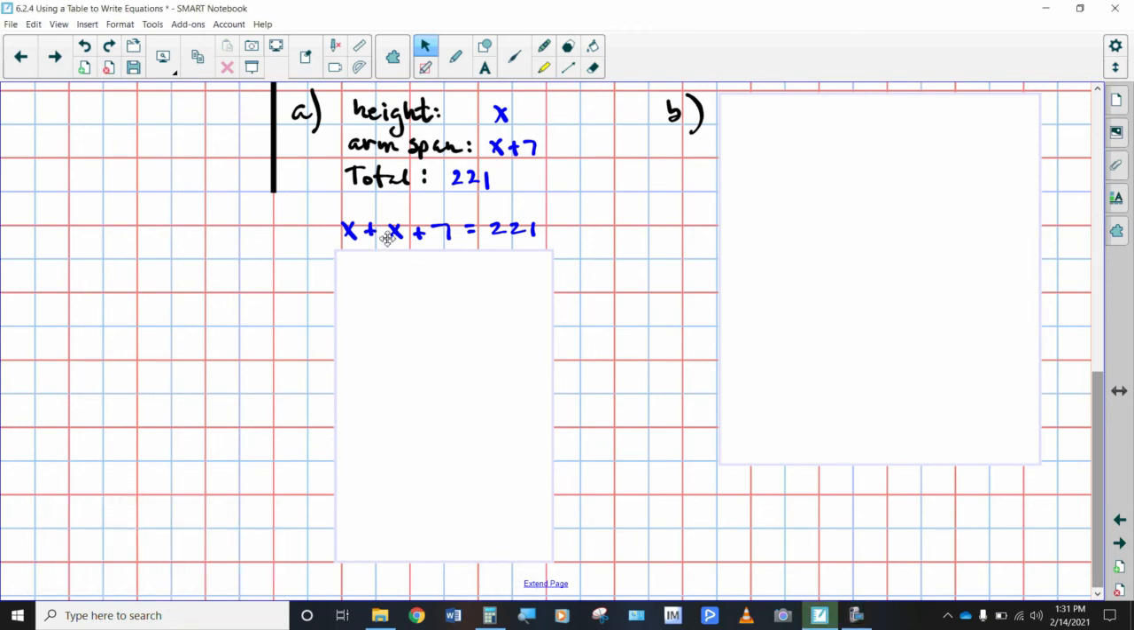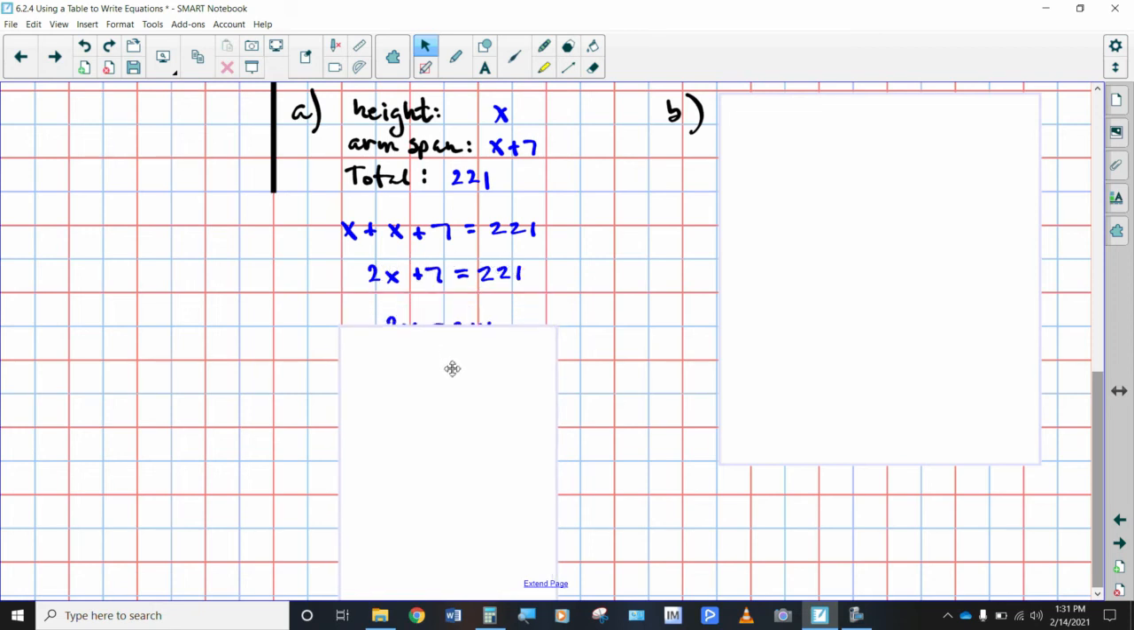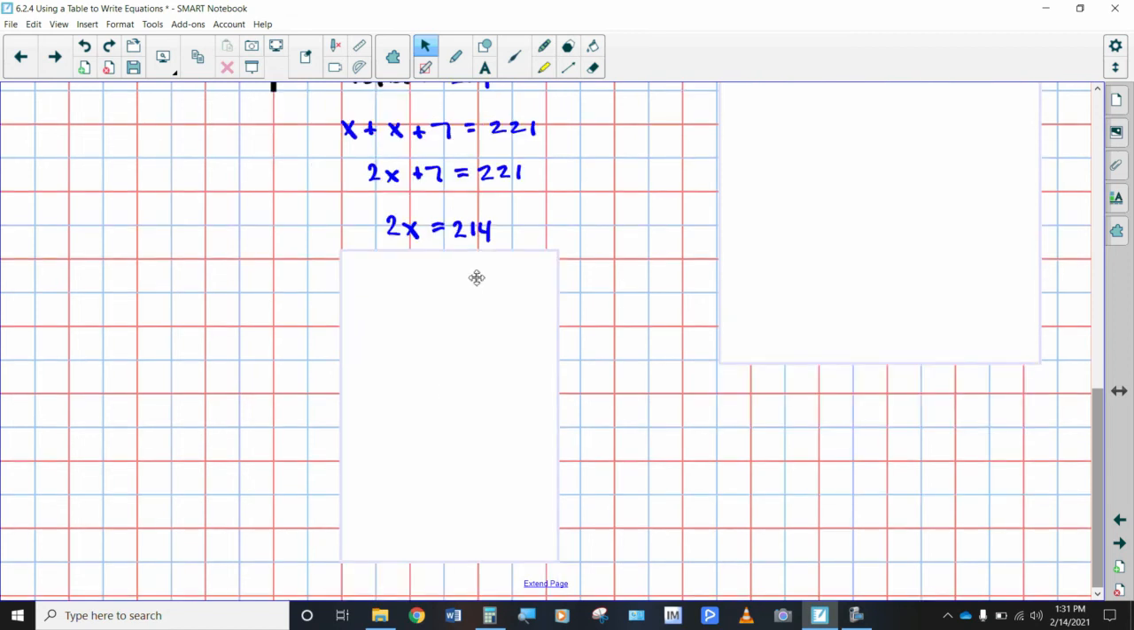Add the two x's together, so that becomes 2x plus 7 equals 221. I want to know what the two x's were equal to before we added the 7, so let's subtract 7 from 221, and you get 214. So it's 214 plus 7, 221? Yes, it is. Two x's must be equal to 214.